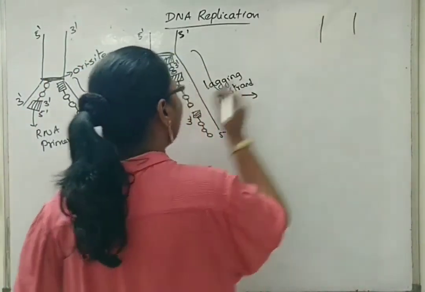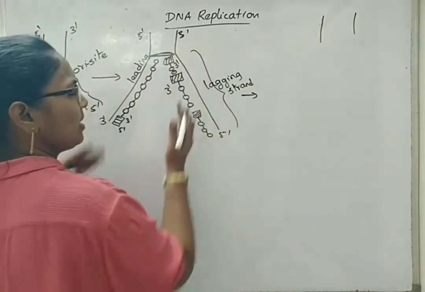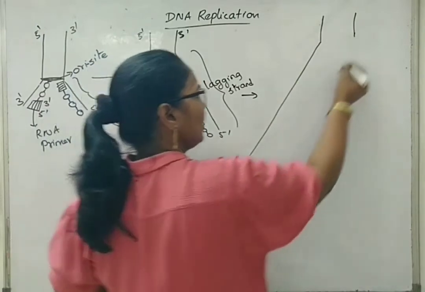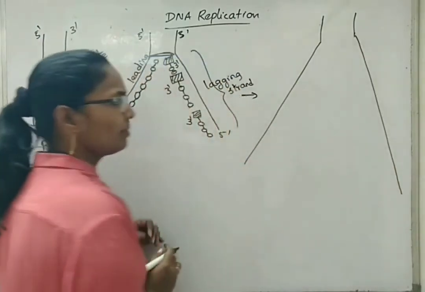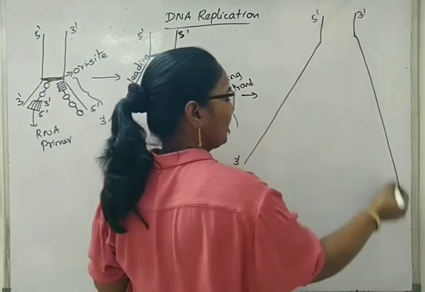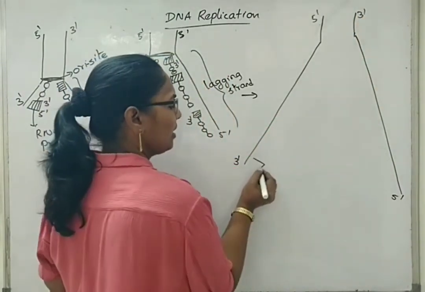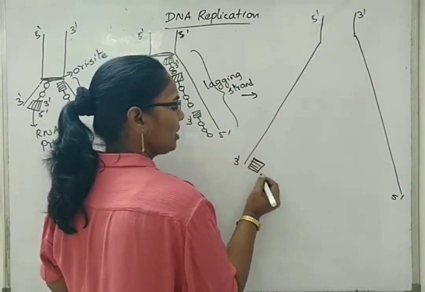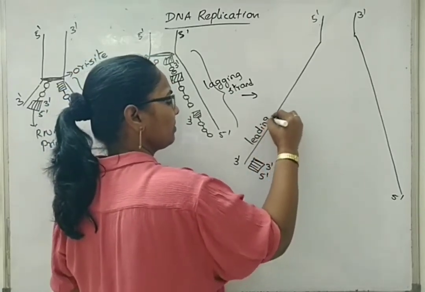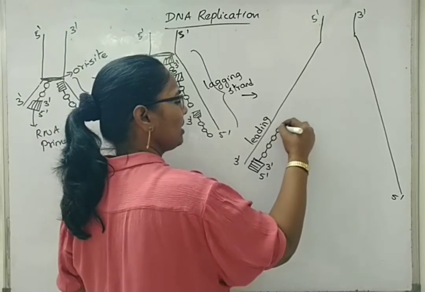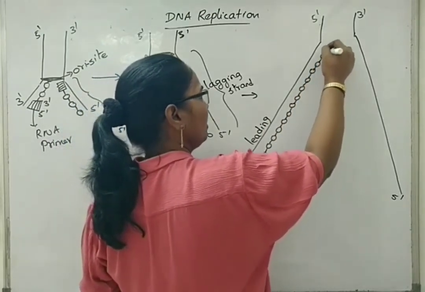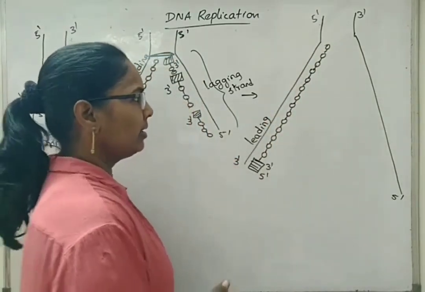Again, if the unwinding kept on increasing because of the helicase enzyme, then the length will be much increased like this. So this is 3 prime, this is 5 prime, 3 prime and 5 prime. The RNA primer is here, which is having 5 prime to 3 prime. In the case of the leading strand, new nucleotides kept on increasing without any disturbance on the 3 prime end of the RNA primer towards the 5 prime direction.